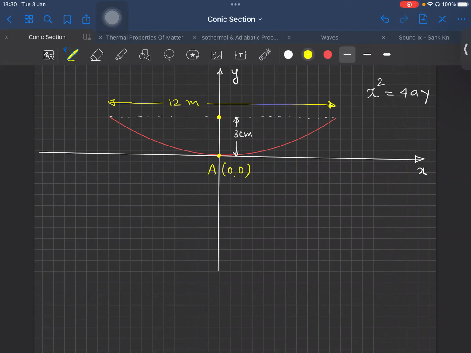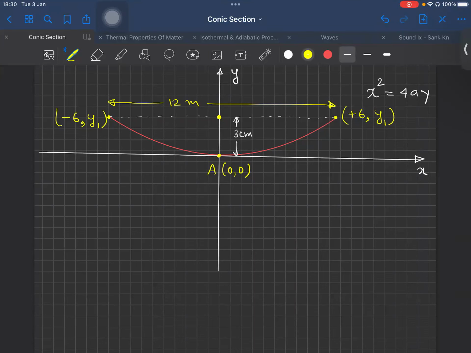It is in the middle, right? So the coordinate of this point will be positive 6 comma some y, which we don't know as of now. Let's write y1, and here it will be negative 6 comma y1, right? Yes or no? Yes, sir. Sir, because it's 12 meters apart, so from the middle, it's 6 meter each side.